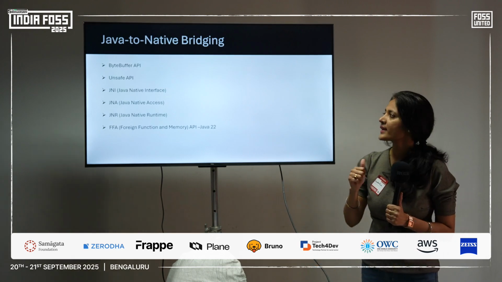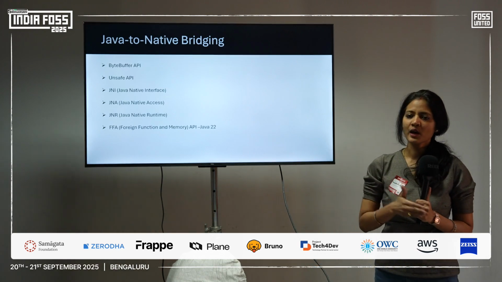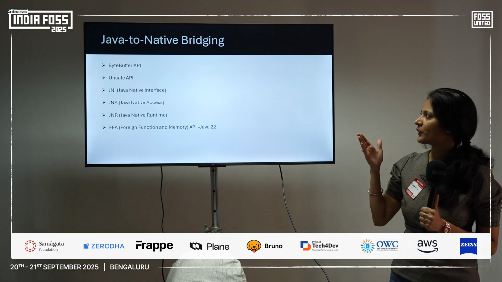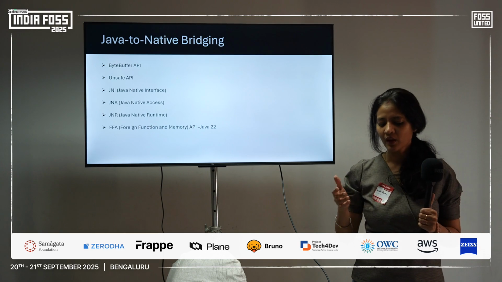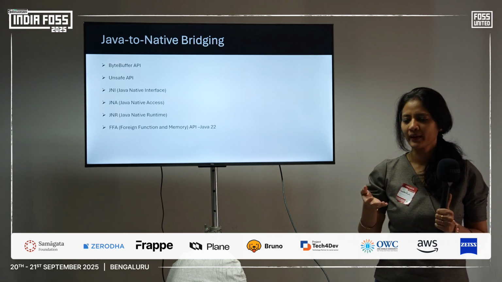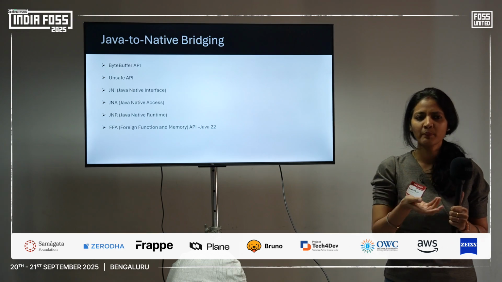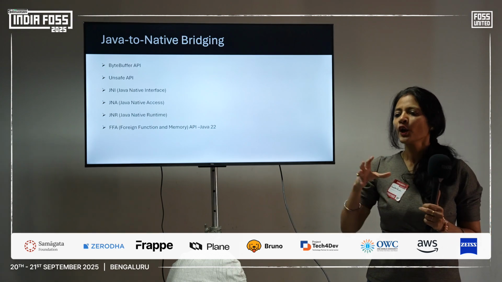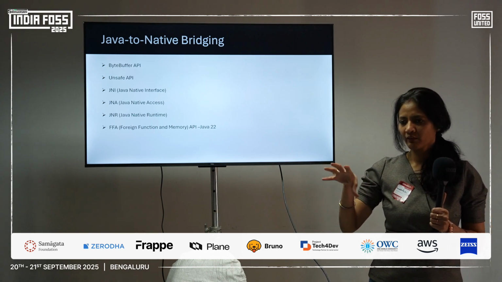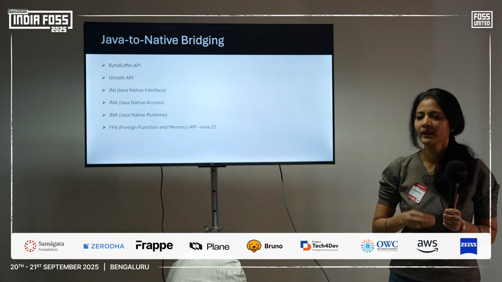As I said, there must be some way of communicating from Java to native, and this is called Java to native bridging. There are multiple ways of doing it. First is the byte buffer API, which is available in Java. With that API, you can create byte buffer memory in the off-heap area, and then you can directly use it.